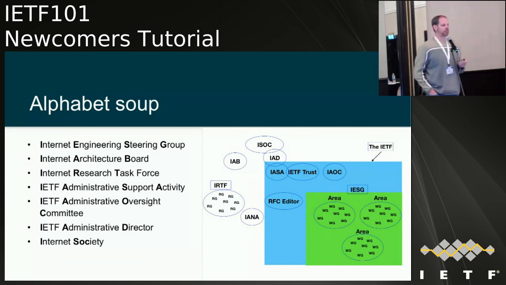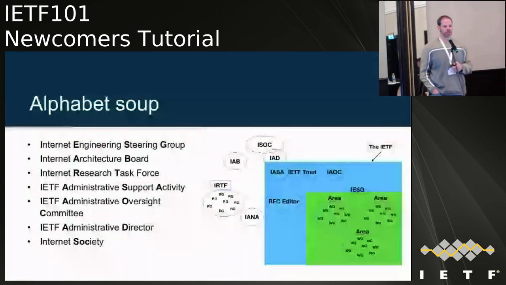Give you an idea of some of these. So the Internet Engineering Steering Group, IESG, this is the group of people who basically oversee the technical work. The Internet Architecture Board is more of an oversight organization. The IRTF is a related organization that does more researchy type things. And then we've got some more of the non-technical administrative things that go on here, like the IASA and the IAD and the IAOC. Those are more, how do we run the organization as opposed to how do we deal with the technical sides of the world.